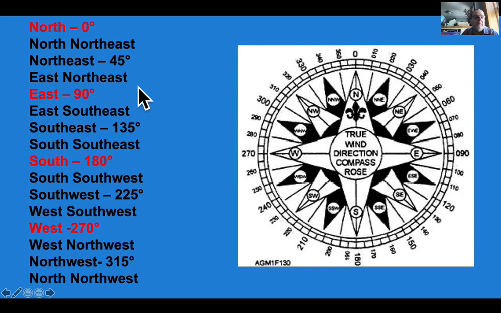And here you can see north is 0, north-northeast, northeast at 45, southeast at 135, east, of course, at 90. I skipped it. South at 180, southwest at 225, west 270, and northwest at 315. West-northwest.